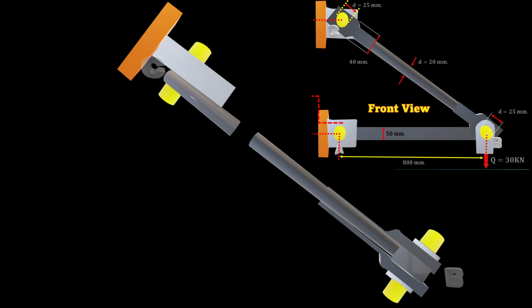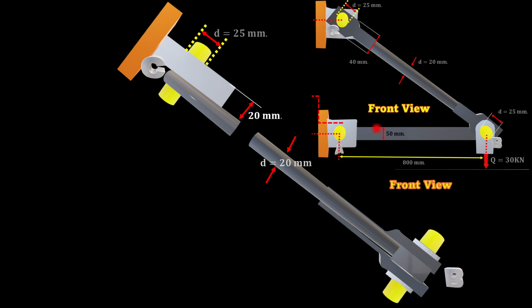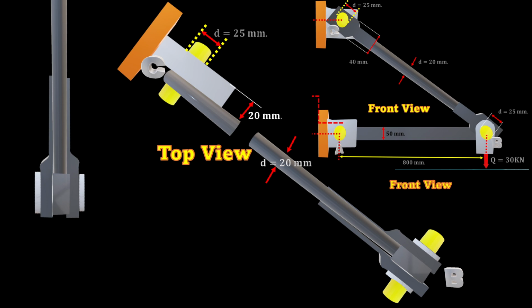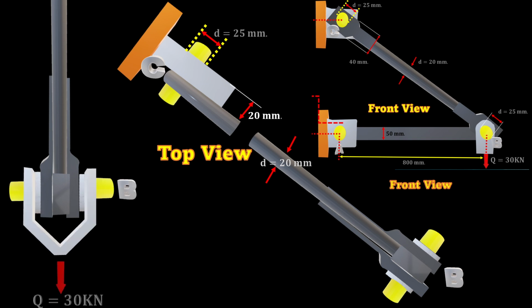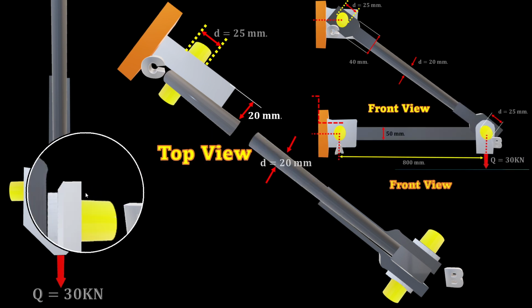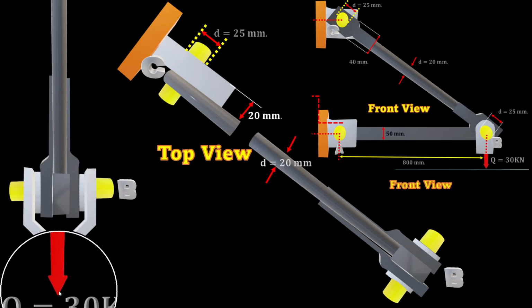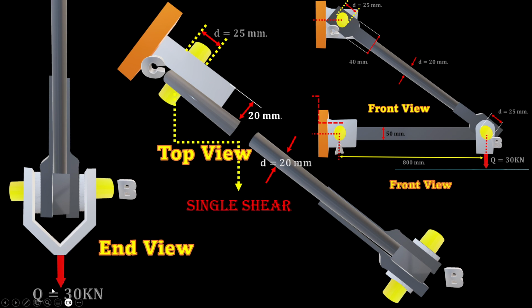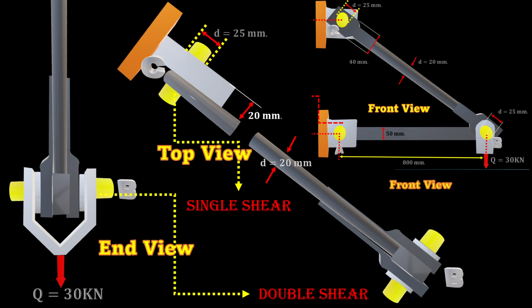So again, we have the front view, the top view, and also the end view of our configuration at B, like here. This is what we can see when the 30 kilonewton force is applied there. Definitely we have a single shear at C and a double shear at A and B.